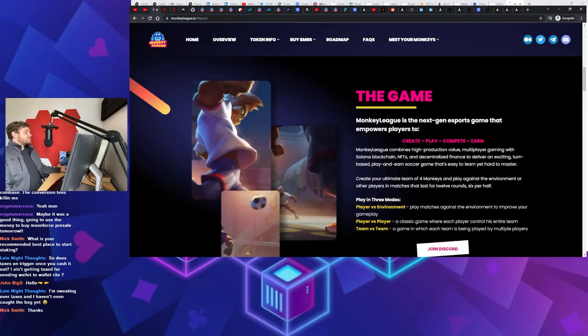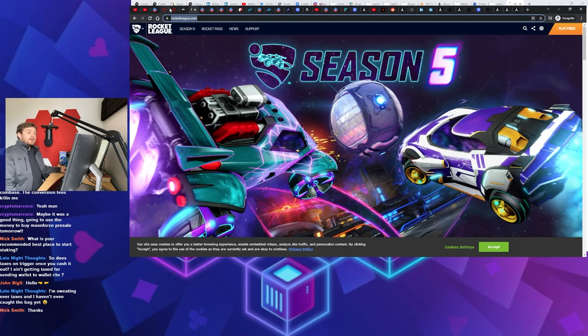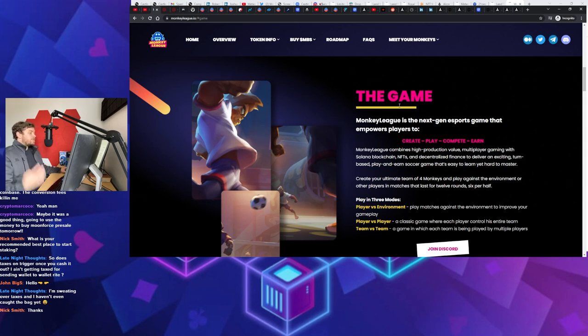So the first game we're talking about today is Monkey League. Monkey League is built on the Solana blockchain. And if you want, just kind of envision FIFA meets Rocket League. That's what they're pretty much in essence trying to knock out here. It's a 4v4 soccer match that allows player versus environment, player versus player, as well as team versus team.